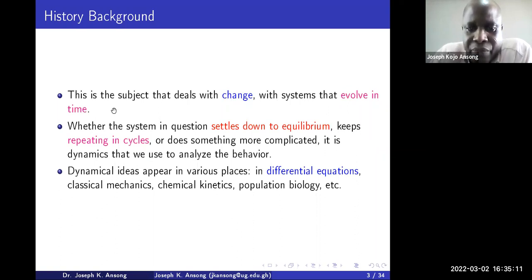We'll look mostly at change in time, with systems, of course, that evolve with time. We'll probably want to know whether the system is going to settle down to equilibrium or is going to go periodically and repeat, or is going to do something crazy or complicated. That is basically about dynamical systems. The dynamics here refers to all the machinery, the mathematical techniques and methods that we know of in tackling such problems. So dynamical ideas appear in various places, most especially in differential equations, classical mechanics, chemical kinetics, and population biology.